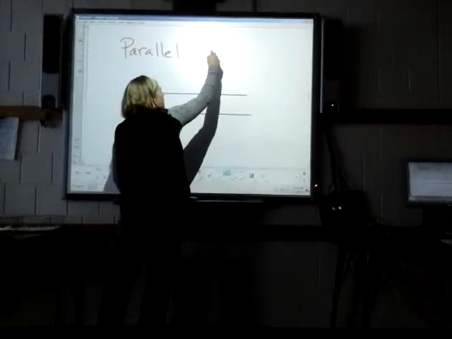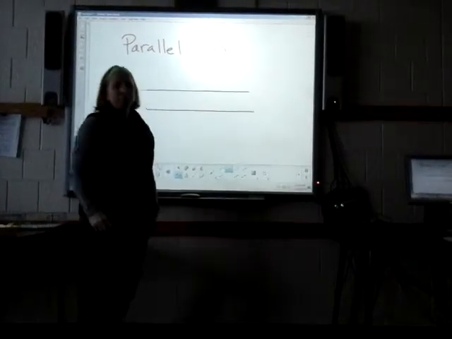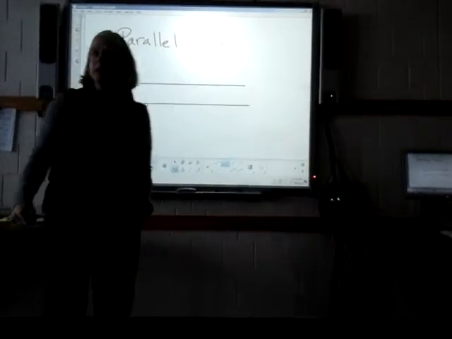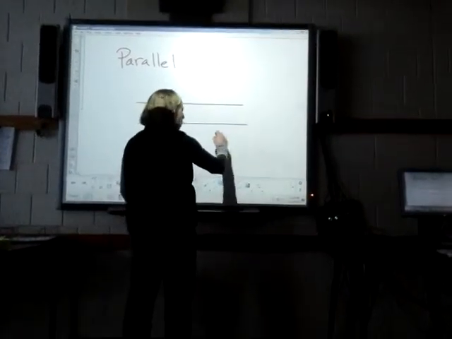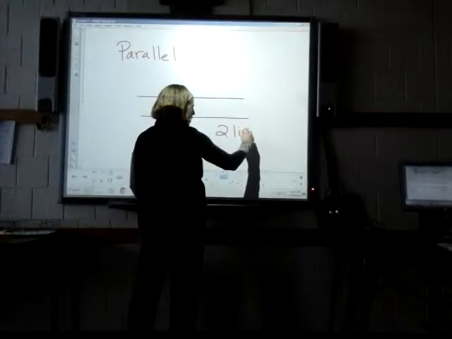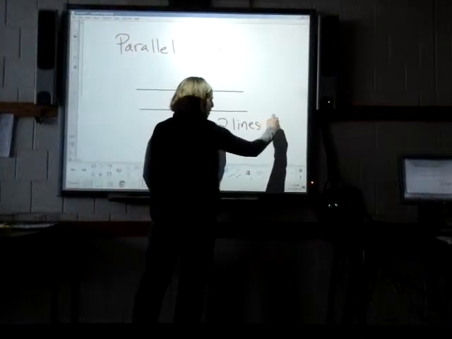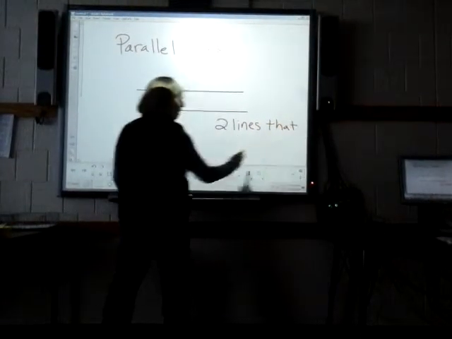Our word is going to be parallel lines. Now, hopefully most of you know the definition for parallel lines. Parallel lines are two lines that will never intersect.